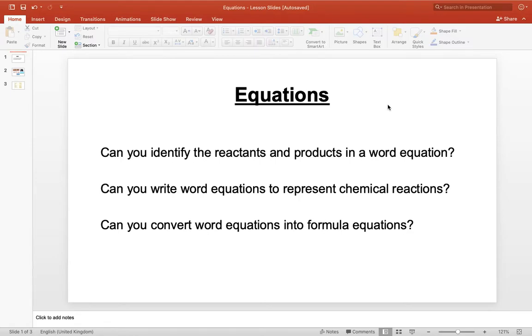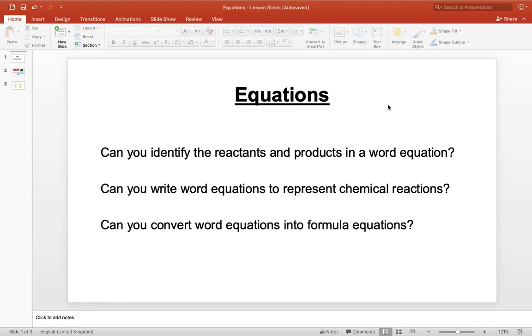Hello and welcome to today's lesson looking at equations. So if you can write the title, Equations, in your exercise book. By the end of the lesson you should be able to identify the reactants and products in a word equation. You should be able to write word equations to represent chemical reactions, and you should be able to convert word equations into formula reactions. Okay?